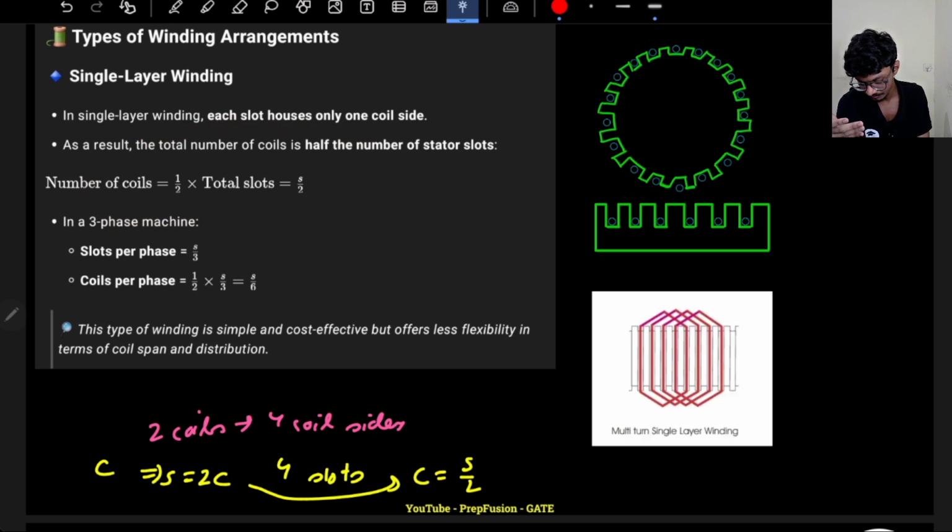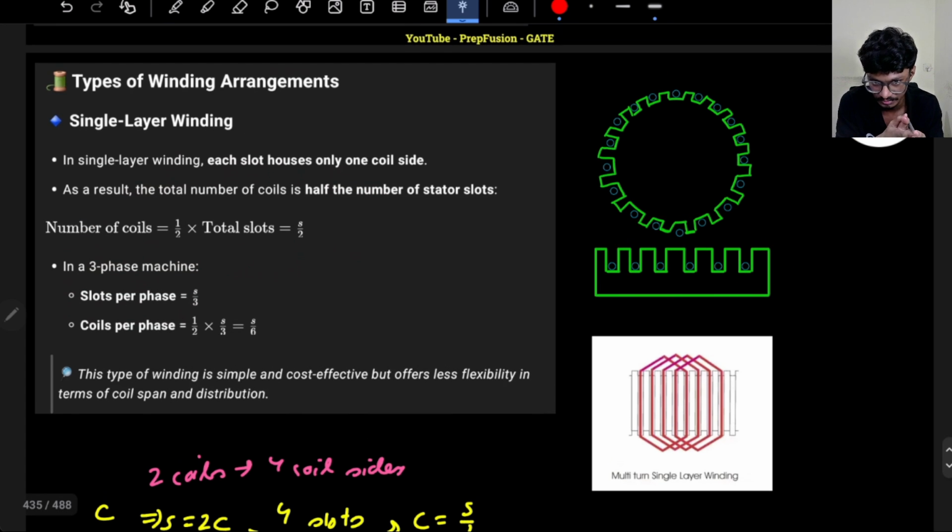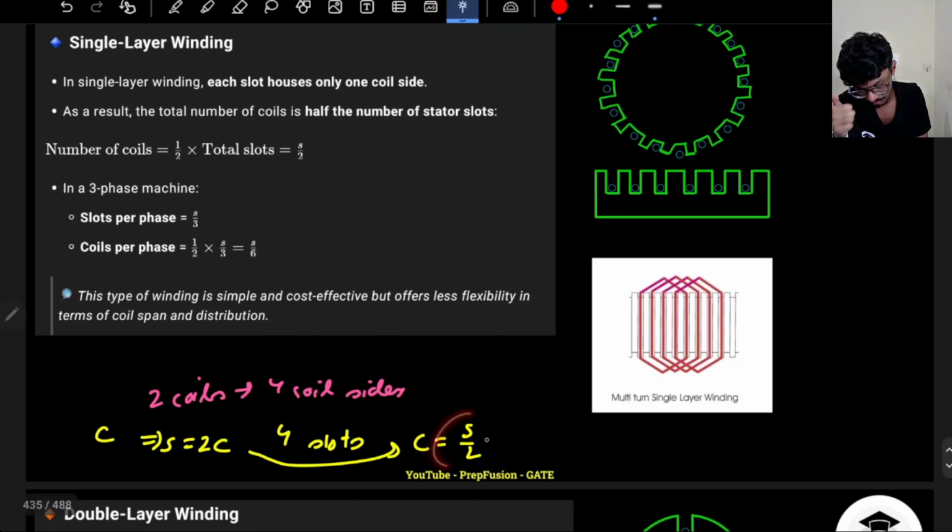Now one more thing. How can I find out slots per phase? Generally we run a 3-phase machine. So slots per phase will be the total number of slots divided by the number of phases, that is 3, so S by 3. Coils per phase: slots per phase is S by 3, and coils will be half of slots, so S by 2 by 3. S by 6 will be my coils per phase for a single layer winding.